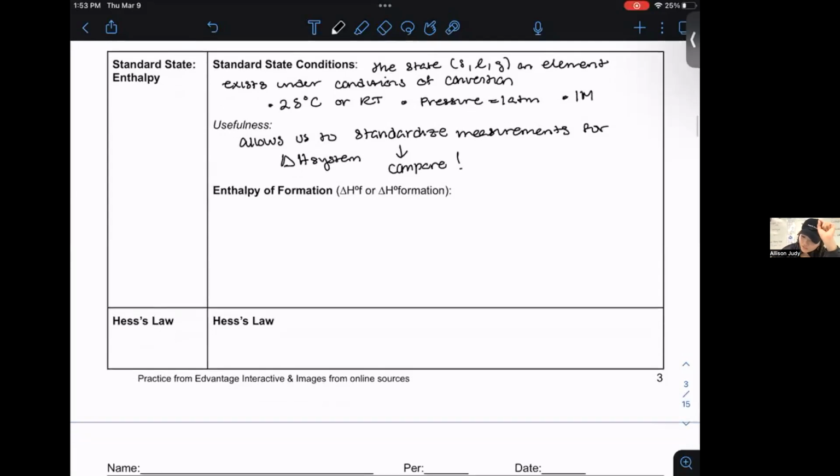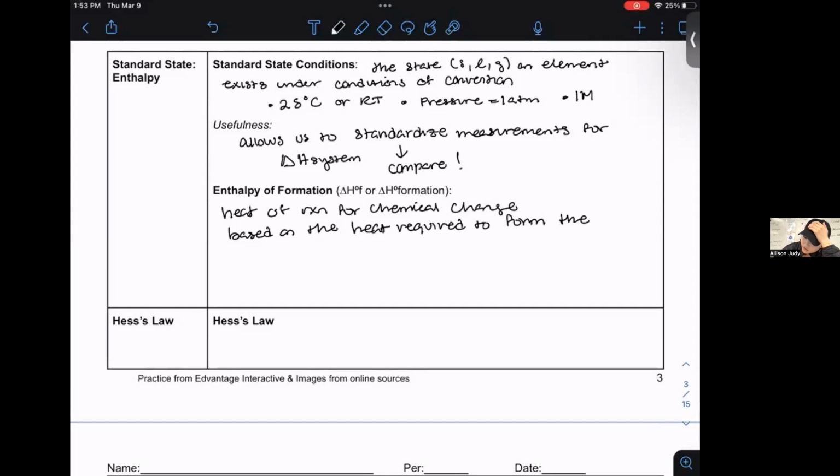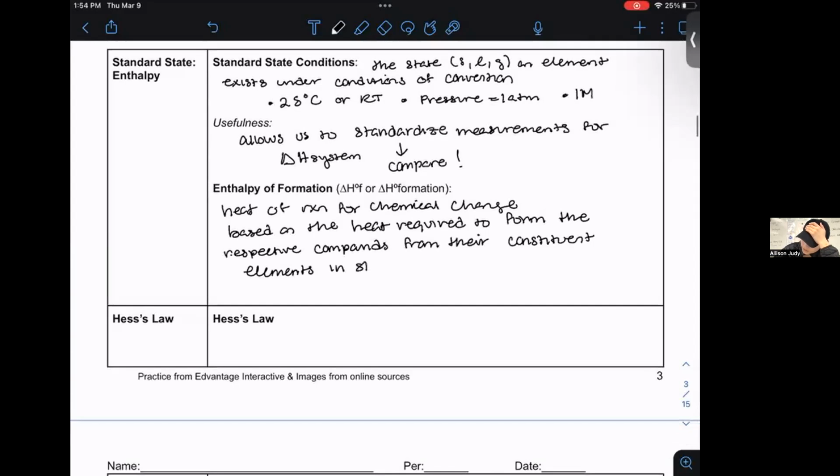Okay. So enthalpy of formation is the heat of reaction for a chemical change based on the heat required to form the respective compounds from their constituent elements in standard states, in standard state conditions.